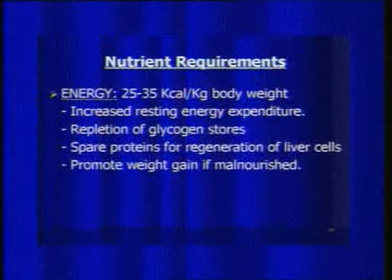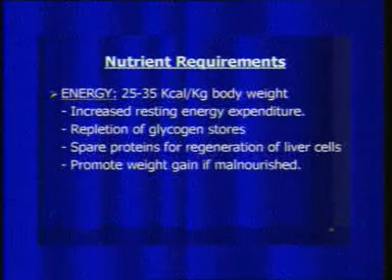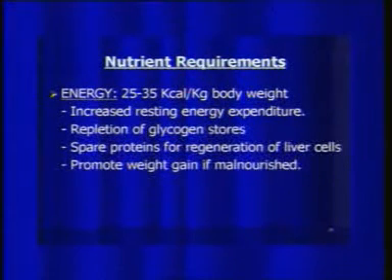All liver patients have elevated resting energy expenditure. That means a high basal metabolic rate, which is directly associated with increased rate of catabolism. That means destruction of the liver cells and other cells of the body. There is repletion of glycogen stores required in order to protect the liver. We need to spare the proteins for regeneration of liver cells and promote weight gain if the patient is malnourished. Otherwise, there are severe complications arising due to ketogenesis.